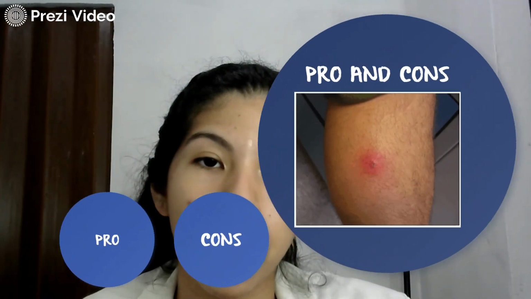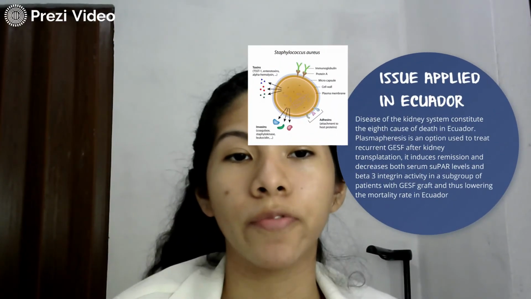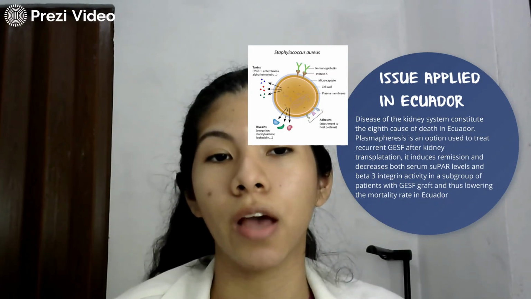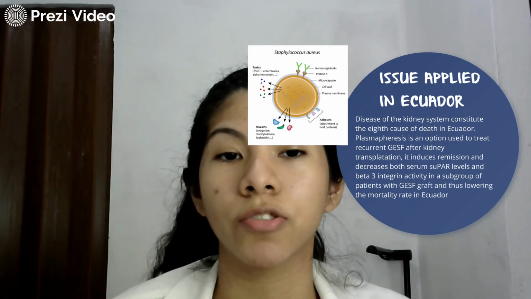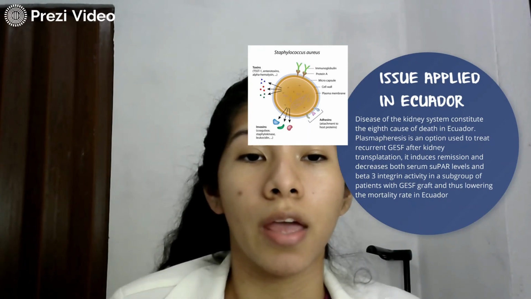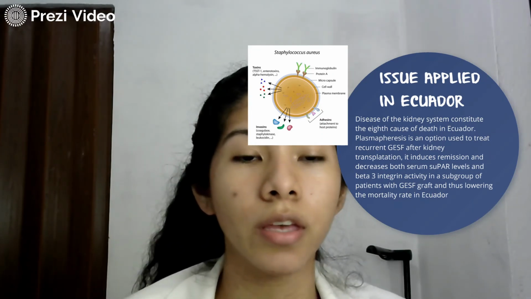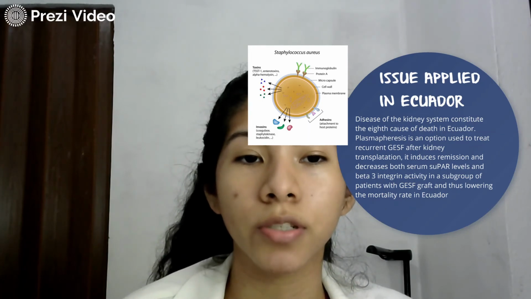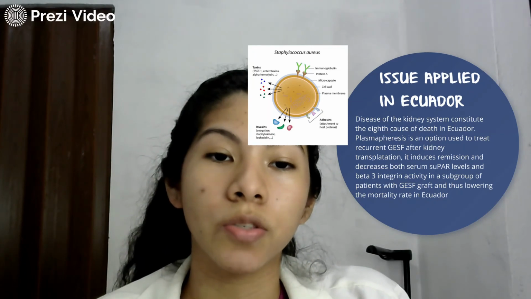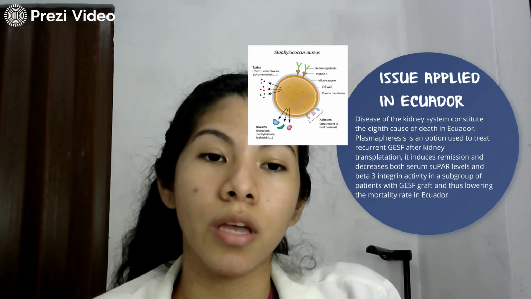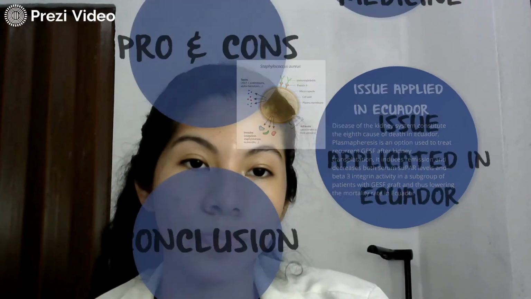MRSA is still an application in Ecuador. The size of the kidney system constitutes a cause of death in Ecuador. Plasma apheresis is a go-to treatment in recurrent FSGS. After kidney transplantation, it induces inflammation and decreases both the serum suPAR level and beta-3 integrin activity in a subgroup of patients with FSGS. RAC and drugs lower the mortality rate in Ecuador.